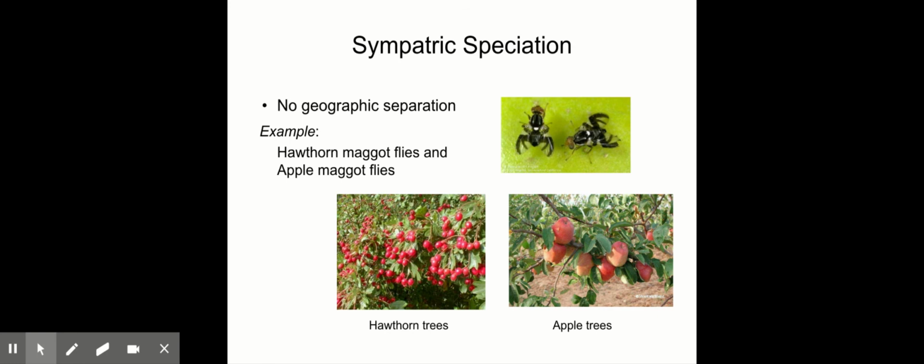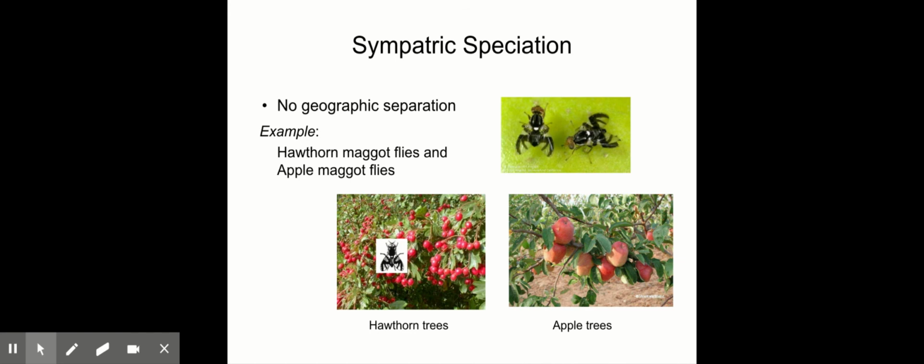So they specialize on certain types of fruit trees, and they use those fruit trees as their hosts, their parasitic flies. Over 400 years ago, if you had come to North America, there were no apple trees in North America at that time. Apple trees were brought over later to North America. So before the introduction of apple trees, there were hawthorn trees, and there was a species of fly called hawthorn maggot flies that used the hawthorn trees as their hosts. They are the hawthorn maggot flies.